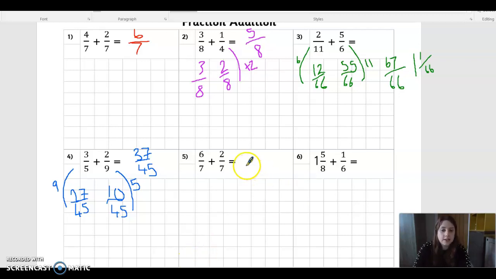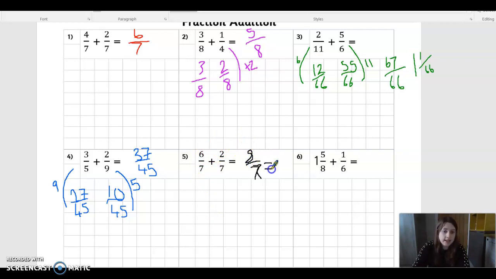We've got 7 as our denominator. So that doesn't look like a 7. But so our 7 stays the same on the bottom, on the denominator. Then we add the numerators. So 6 add 2, which gives us 8.